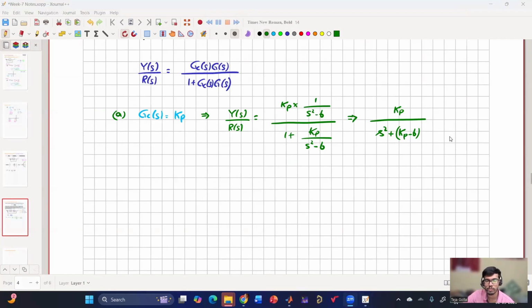Saurabh? So this is my closed loop transfer function, right? So can this be stabilized, or what do you think? By choosing a certain value of Kp, what can we do?